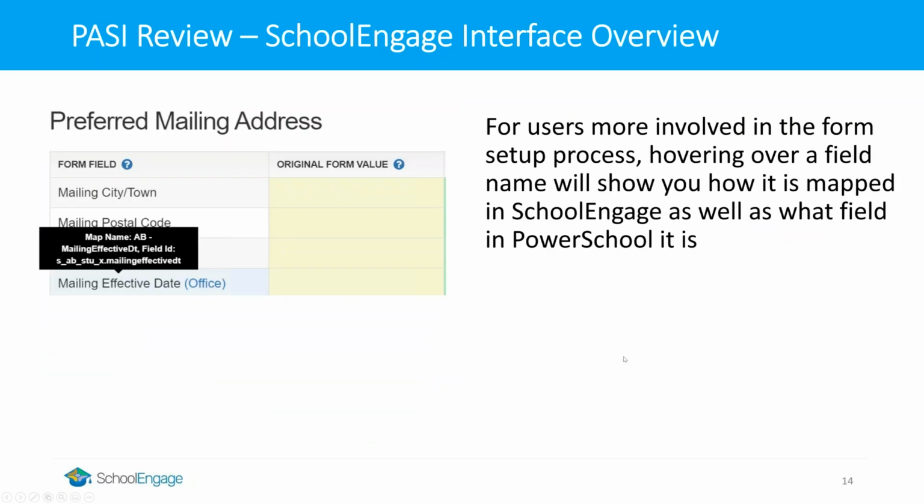For some of our more technical users, if you hover over one of these names, it is actually going to tell you what the mapping is in the SchoolEngage form editor, as well as the actual technical name of this field in PowerSchool. So you can see here that it's on SABSTUX, the main Alberta state page table, and then it is the mailing effective date field. In this case, it's fairly straightforwardly named, but there are fields in PowerSchool where you can't necessarily tell what the field is just by the name that's displayed.